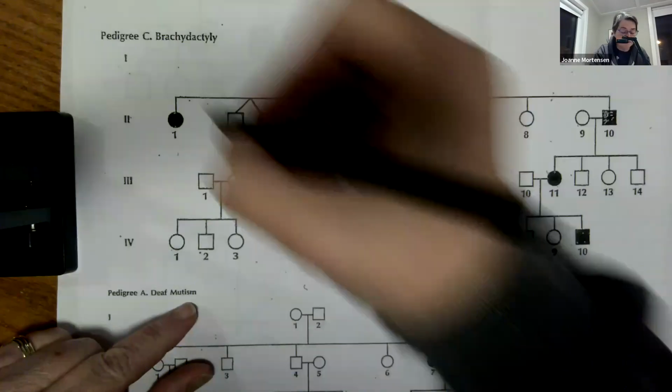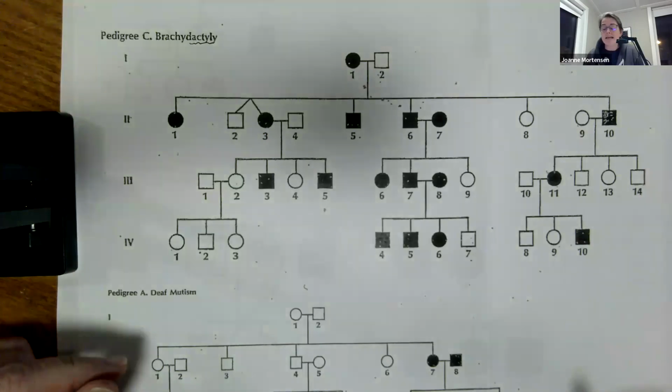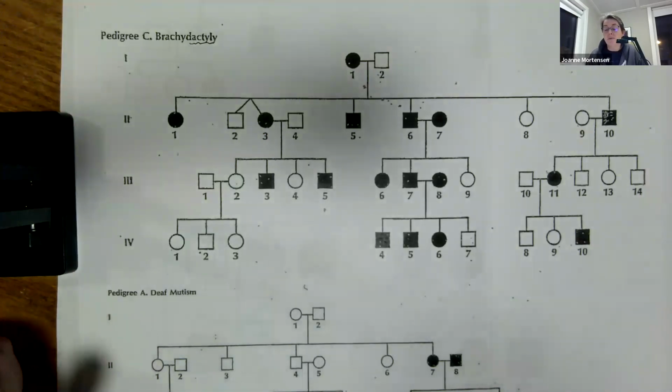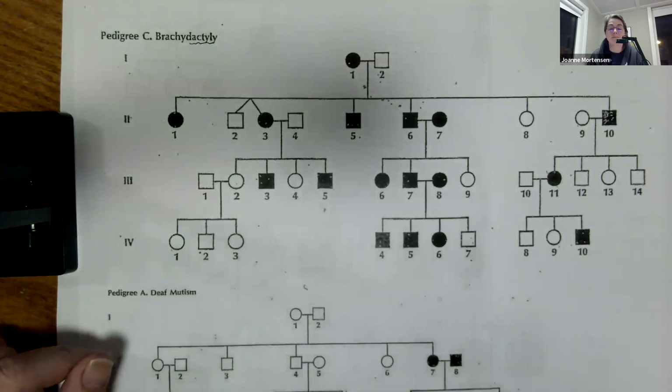And I knew, and this is how science is cool, with the dactyly at the end, I knew it had something to do with your fingers and toes, because we talk about polydactyly. Well, brachydactyly is shorter than normal fingers and toes. Now you know. But we need to see what kind of inheritance pattern it is.